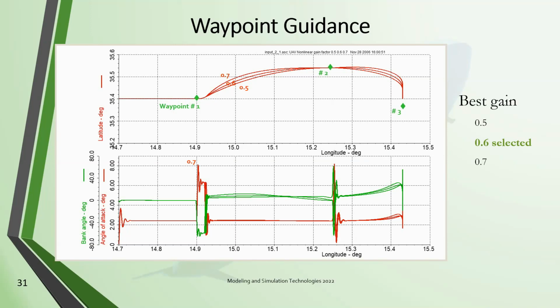There are three gains, 0.5, 0.6, 0.7. And looking at the angle of attack, well, 0.7 seems to drive the angle of attack quite high. Again, let's be somewhat conservative, and let's pick 0.6, which very nicely takes the UAV through all three waypoints.